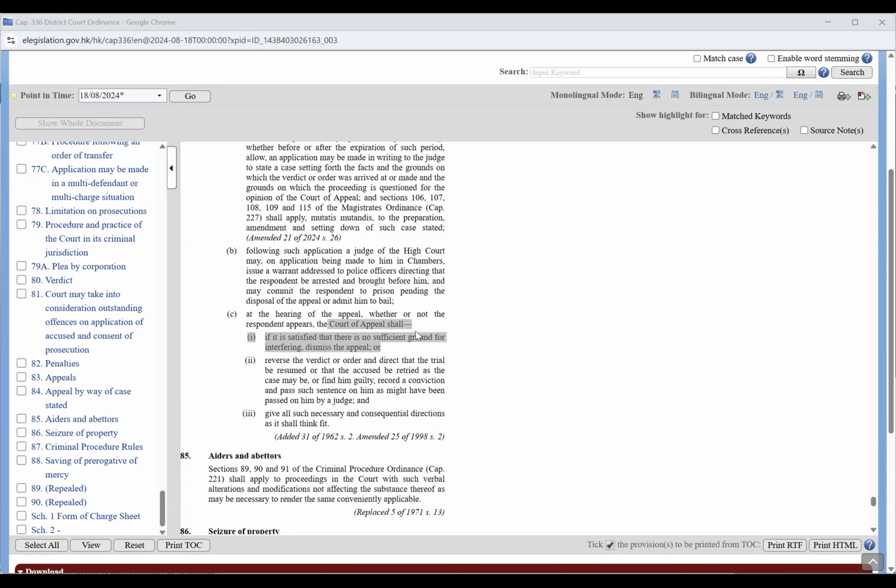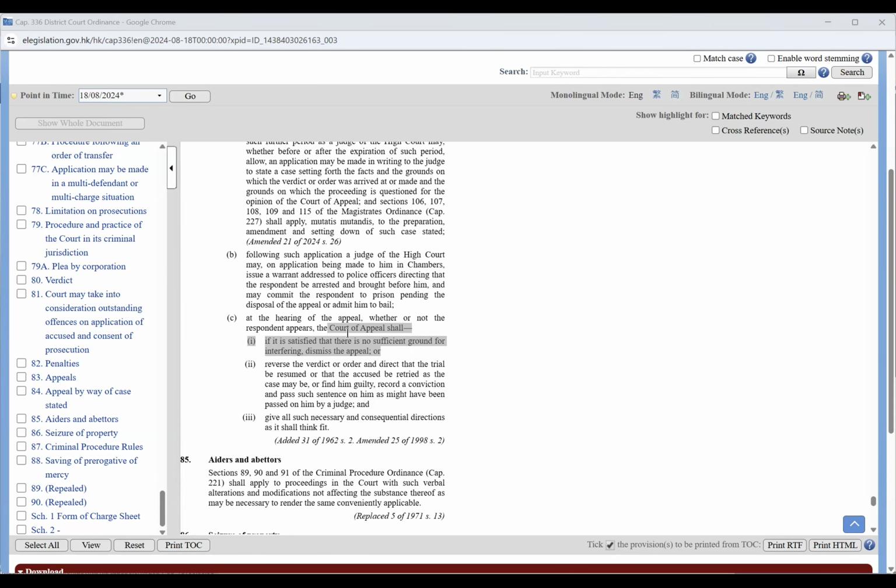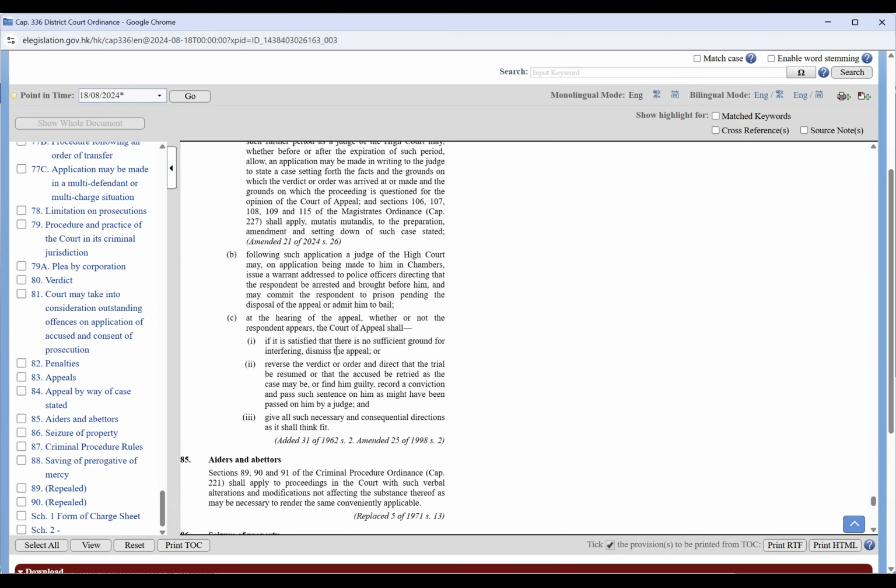So we're dealing with section 84C of the DCO, and these are the powers of the Court on Appeal. If there are no sufficient grounds for interfering, it can dismiss the appeal, or the CA can reverse the verdict, direct the resumption of the trial, or that the accused be retried, or find him guilty, record a conviction, and pass any sentence on him as may have been passed below, and then give consequential directions.